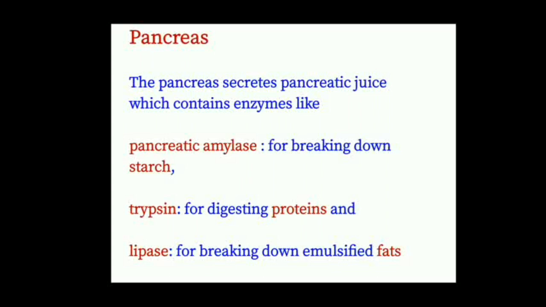Pancreas secretes pancreatic juice which contains enzymes like pancreatic amylase for breaking starch into simpler carbohydrate like glucose, trypsin enzyme for breaking down of proteins into simpler amino acids, and lipase enzyme for breaking fat into fatty acids and glycerol.